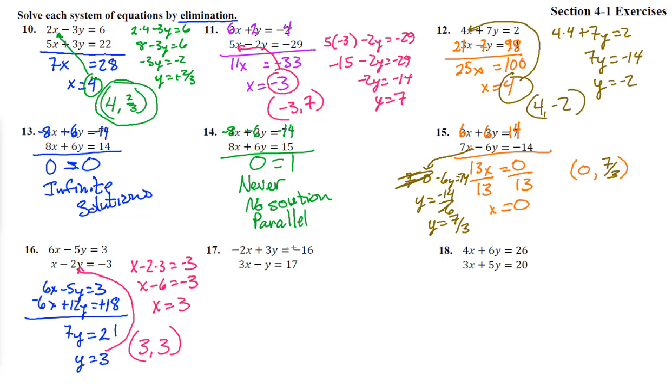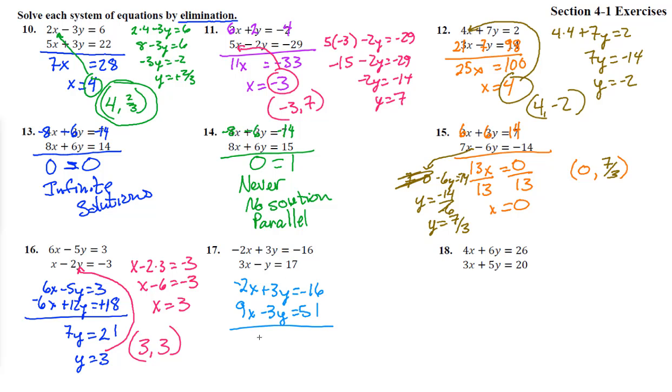All right, now we have number 17. Negative 2x plus 3y equals 16, and 3x minus y equals 17. We can either times the top by 3 and the bottom by 2, and that would allow the x's to cancel, or we could times the bottom by 3. I think the bottom by 3 looks a little bit easier. So let's write it both out. Negative 2x plus 3y equals 16. And 3x minus y timesing all by 3 is 9x minus 3y equals 51.